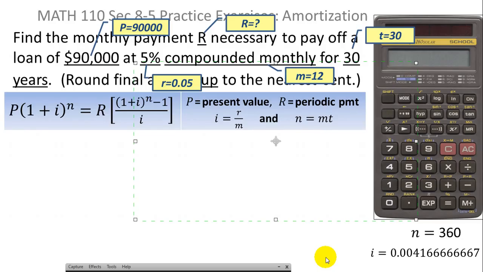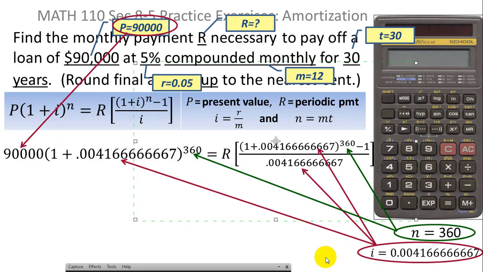Now let's just plug things in. And I'm showing you where everything came from. The capital P, the present value, is the 90,000. So that goes in here. The little i is the interest rate per period that I calculated earlier. So it goes in here. But it also shows up again here and here. So I plugged it in over here and over here.